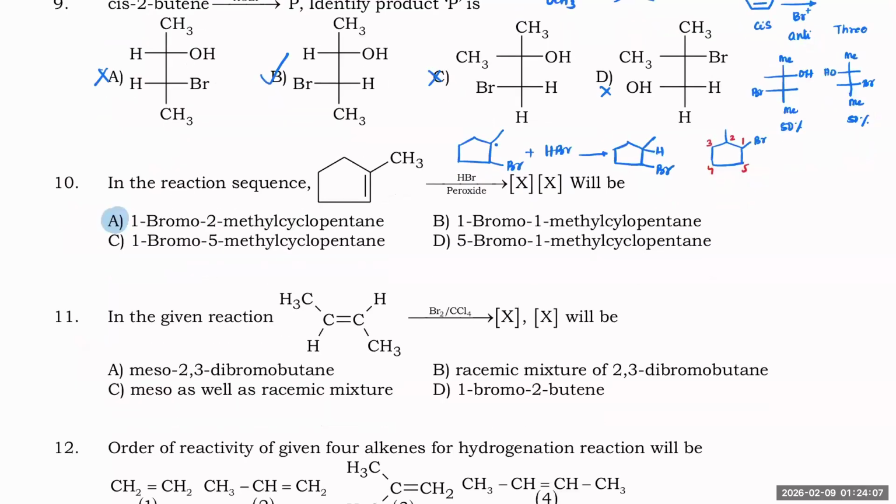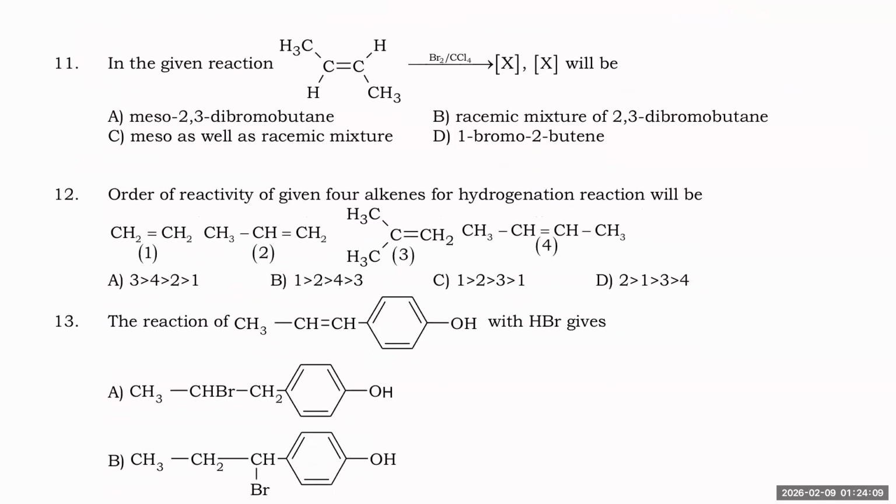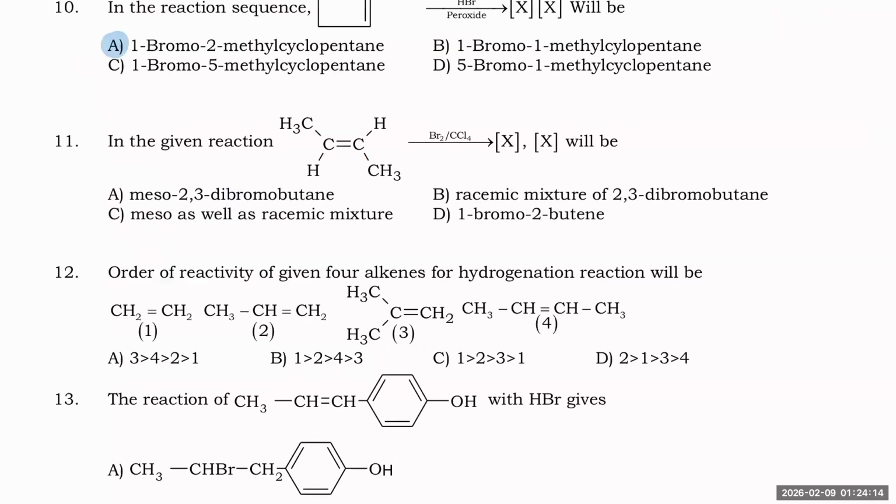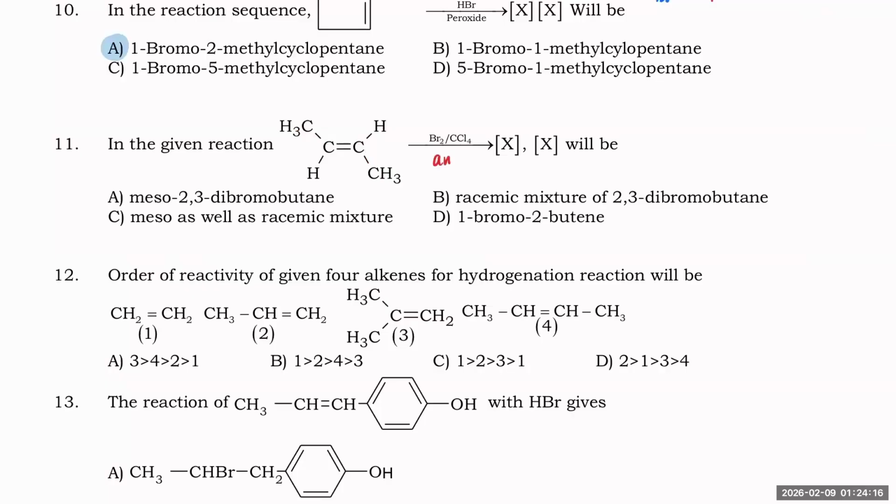Okay. Check out the 11th one. I have a trans molecule reacting with bromine. So addition of bromine is an anti-addition. So we know that trans and anti-addition will always give you erythro. So erythro will be like this with methyl and methyl, with Br and Br on the same side.